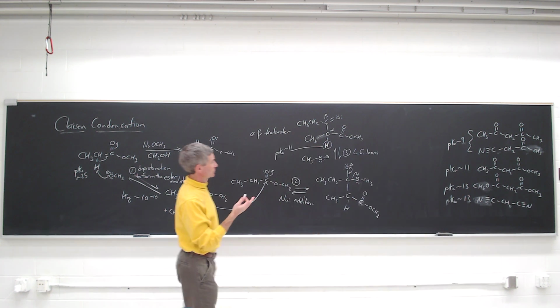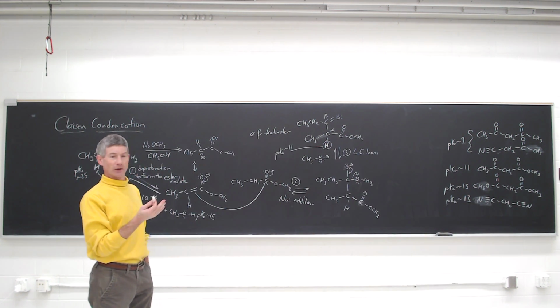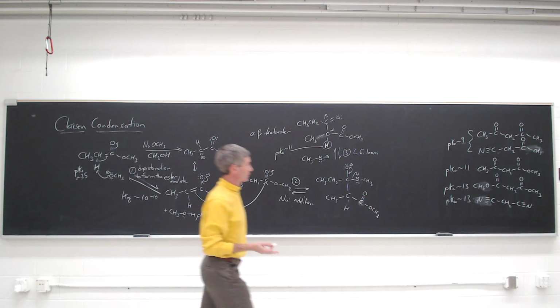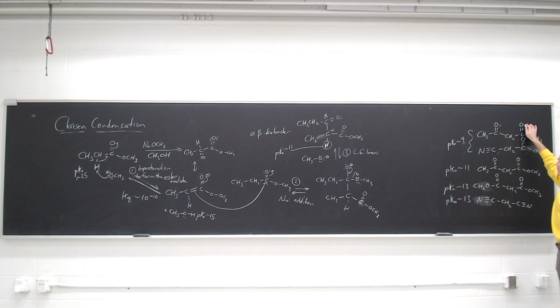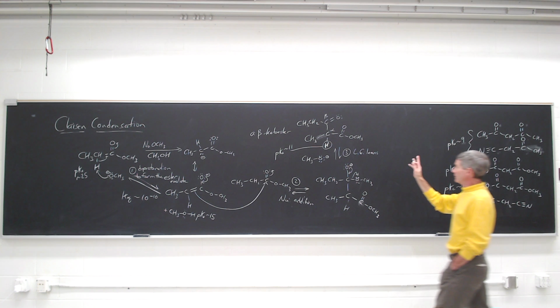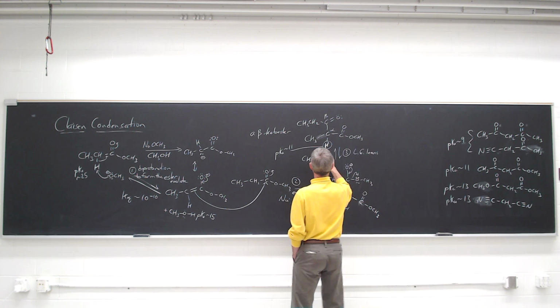And the reason for that should be obvious, because now there's resonance stabilization in both directions. So we can have two resonance structures that put negative charges on oxygen and just one on carbon, with a resonance structure with negative on oxygen and nitrogen, or two oxygens in these cases, or two nitrogens in these cases. So all of these are more acidic than the alcohol, which means that the equilibrium for this deprotonation.